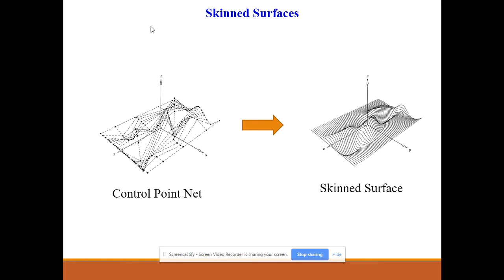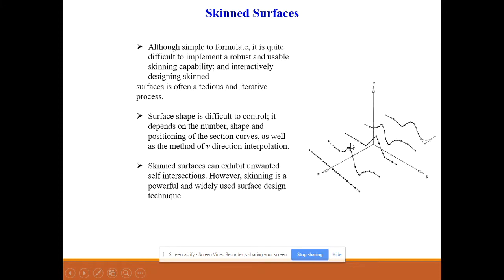The control point net and the skin surface are given in the example here. So the control points are taken here, which is converted to the skin surface. Although simple to formulate, it is quite difficult to implement a robust and usable skinning capability. And interactively designing the skin surfaces is a tedious and iterative process.